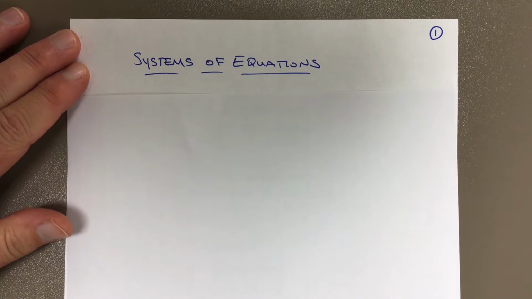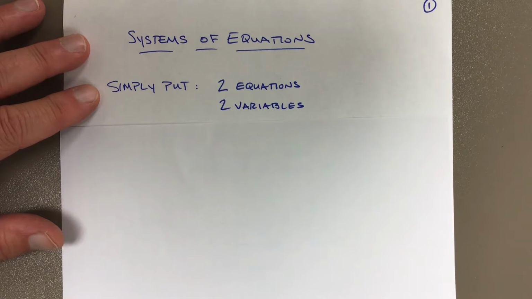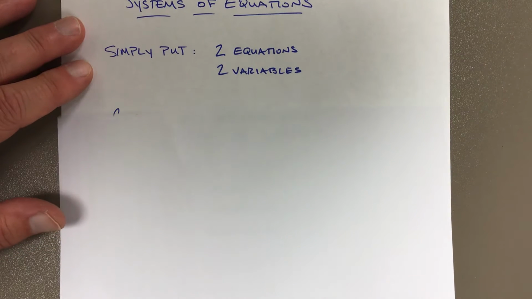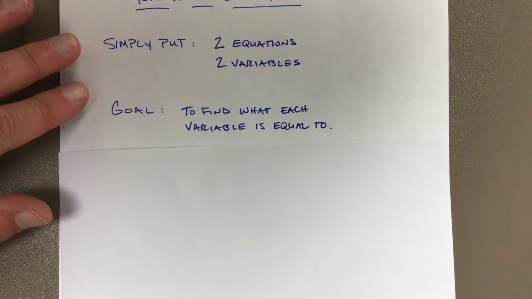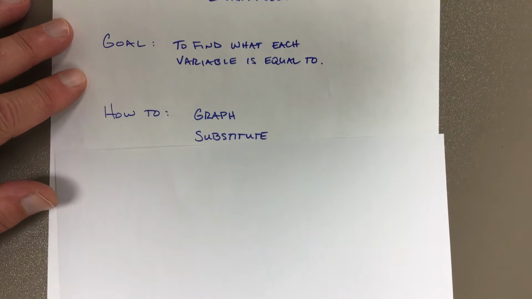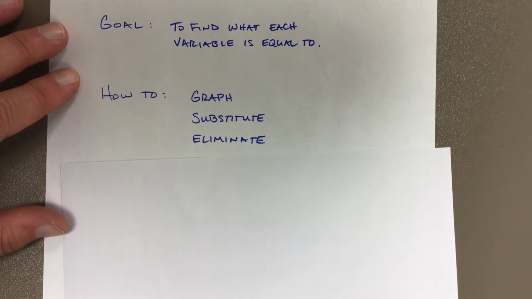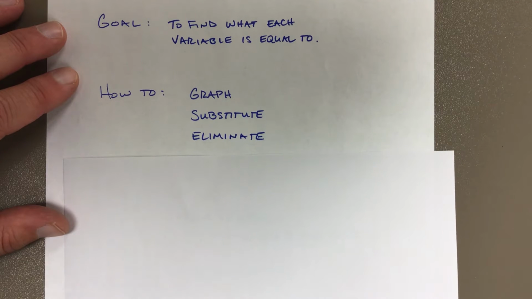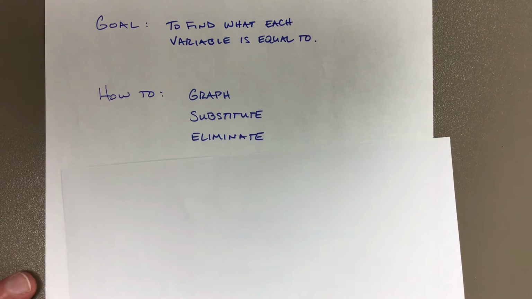Again, just real quick, just going through what a system is. It's simply put two equations, two variables, right? This is going to be the third time that we've done this. And then our goal is to find out what each variable is going to be equal to. So find out what x is, find out what y is. We've learned how to graph. We learned how to substitute. And now we're going to get into this thing called elimination. So we're going to learn how to eliminate one of the variables. That way then we're just left with the other variable and we can go about solving.